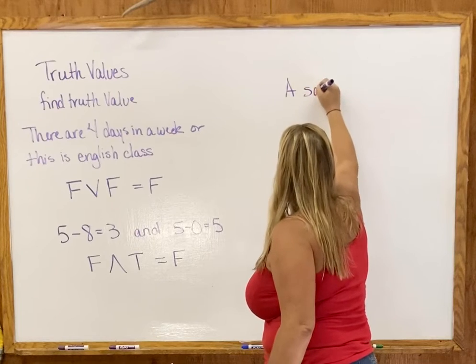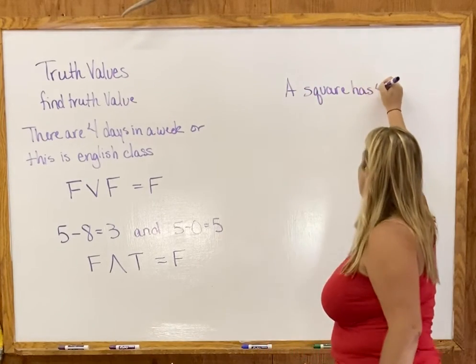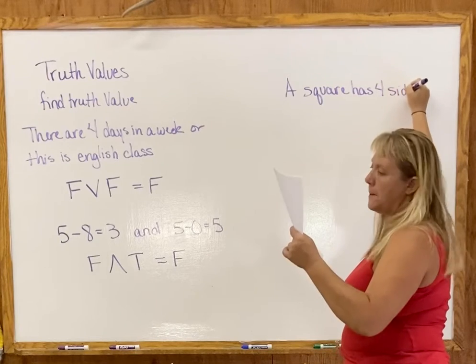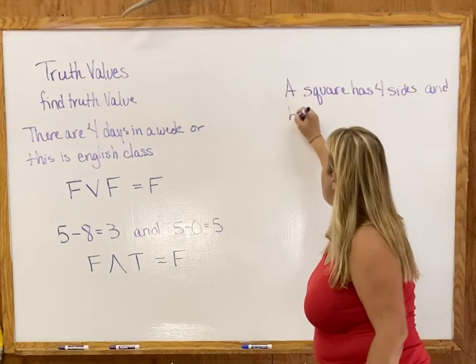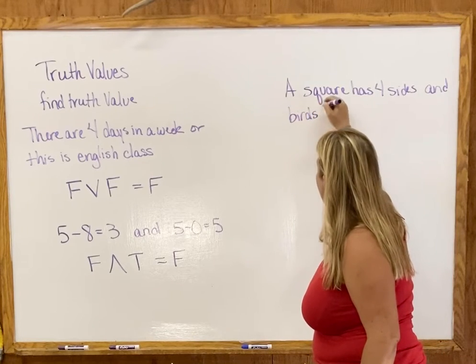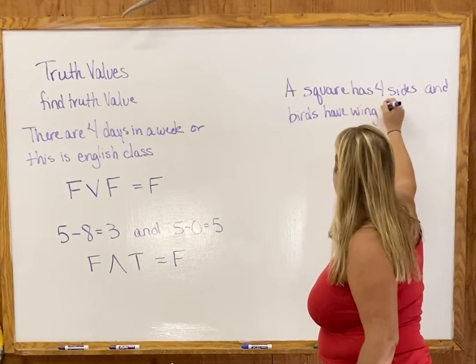A square has 4 sides and birds have wings.